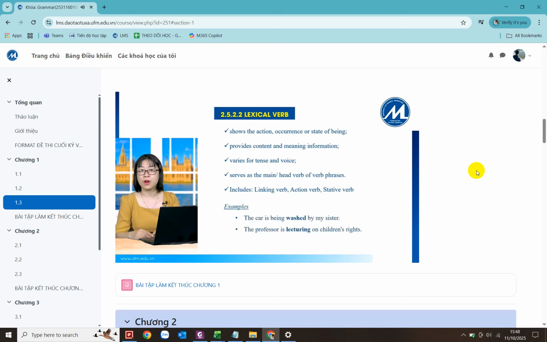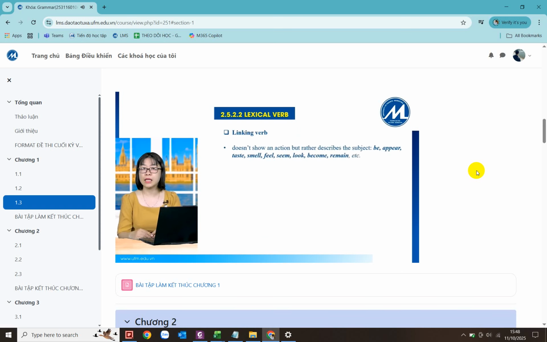For example, the car is being washed by my sister. In this sentence, wash is a lexical verb. The professor is lecturing on children's rights. In this sentence, lecturing is a lexical verb.